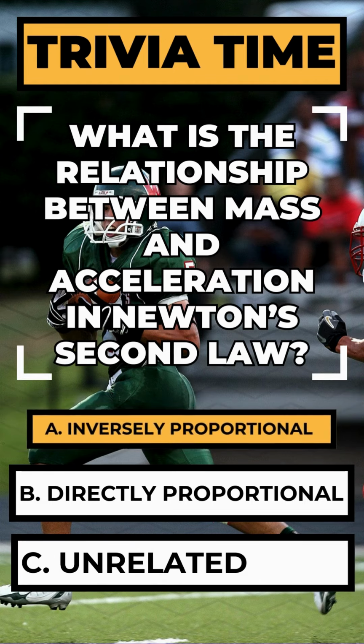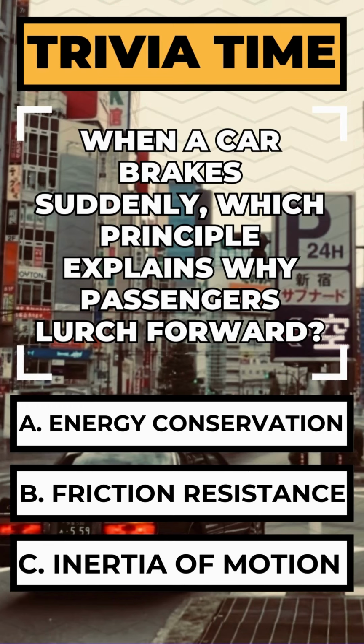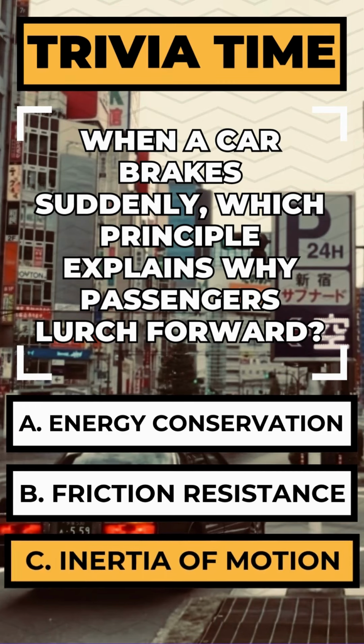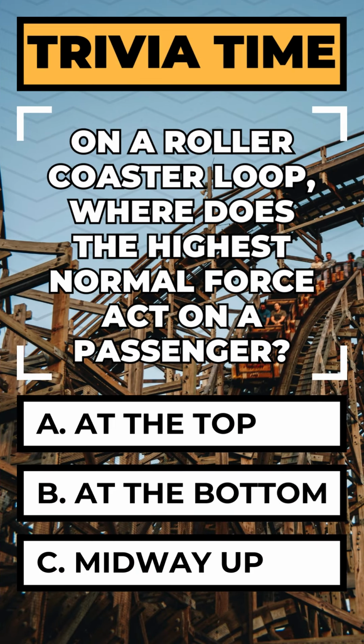A. Inversely proportional. When a car brakes suddenly, which principle explains why passengers lurch forward? C. Inertia of motion. On a roller coaster loop, where does the highest normal force act on a passenger?